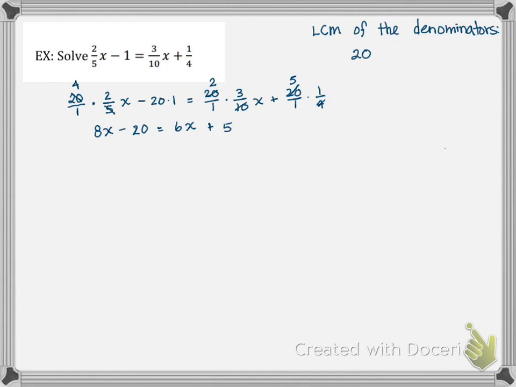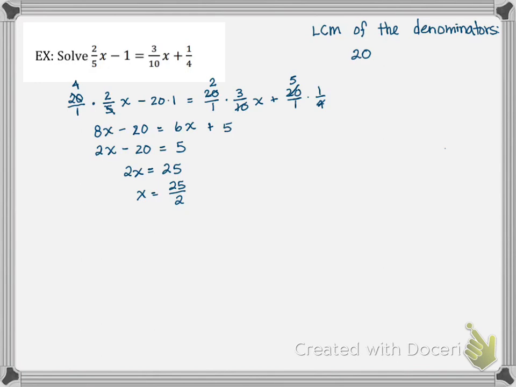And now we don't have any more fractions, so we can go ahead and get all terms containing an x on one side. So subtract 6x from both sides. And then we'll add 20 to both sides. And divide both sides by 2. And we'll leave our answer as a fraction.